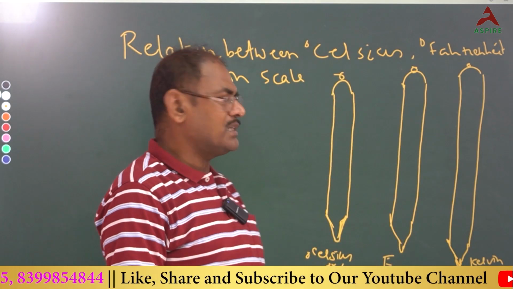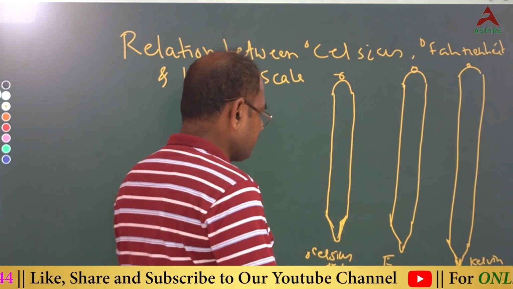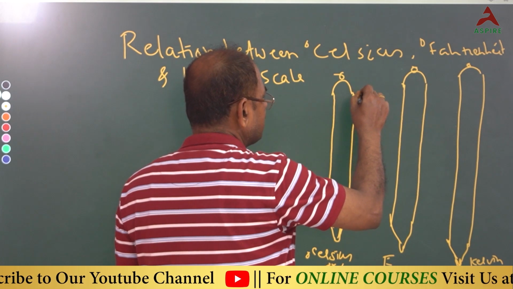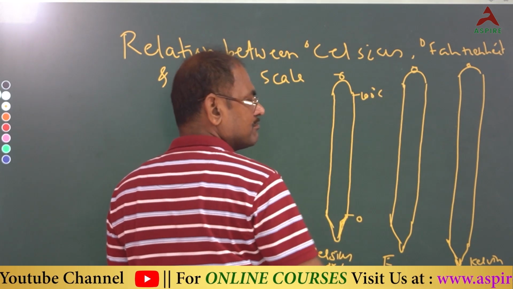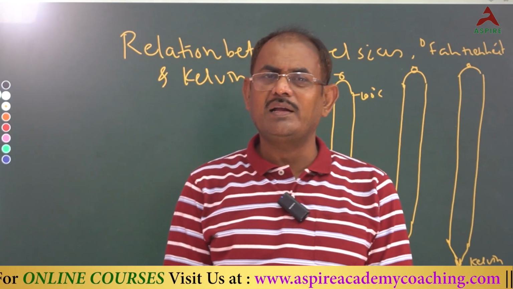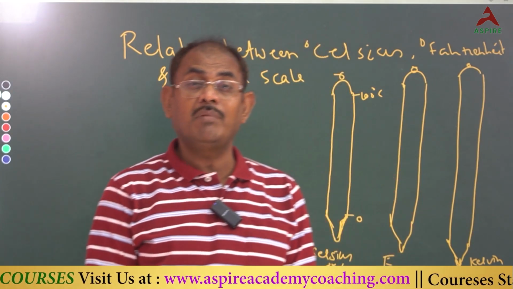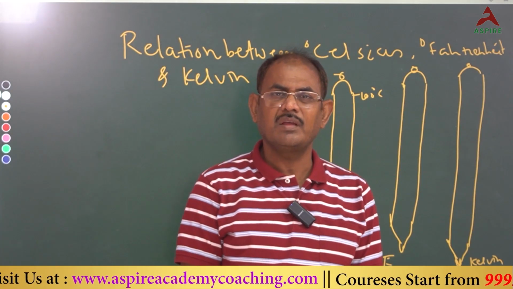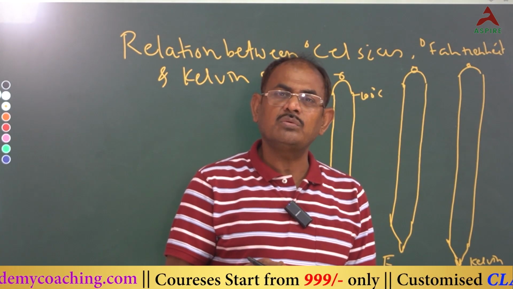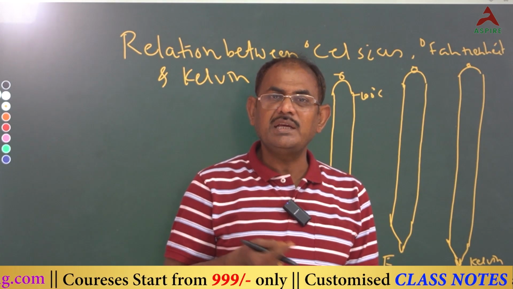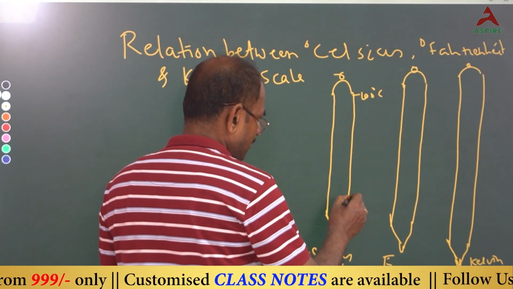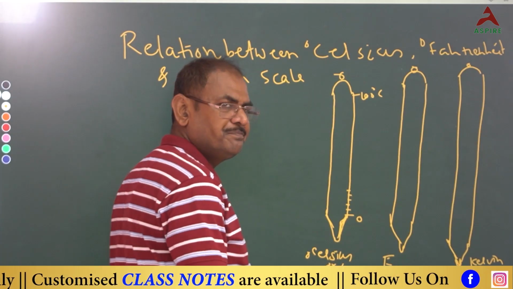Now in a degree Celsius scale thermometer, the lower fixed point is 0 degree Celsius and the upper fixed point is 100 degree Celsius. Between 0 and 100 degree Celsius, there are 100 small divisions, and each small division is equal to 1 degree Celsius.